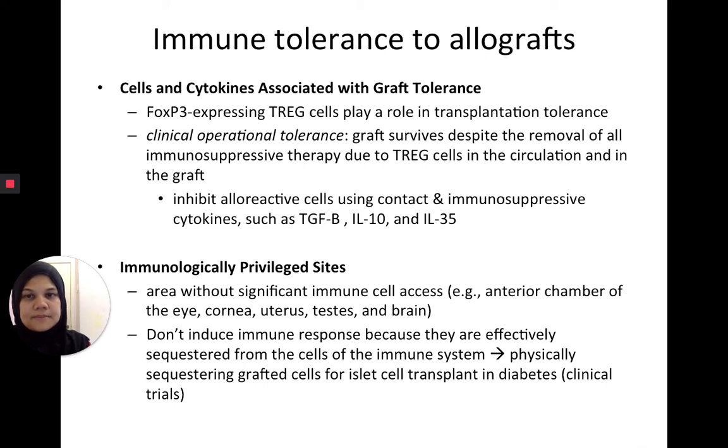There are some instances of clinical operational tolerance where the graft survives even if you don't use immunosuppressive therapy, as long as you have the Tregs in the circulation and in the graft, because the Tregs will be the ones to inhibit alloreactive cells, and they'll be the ones producing the immunosuppressive cytokines.